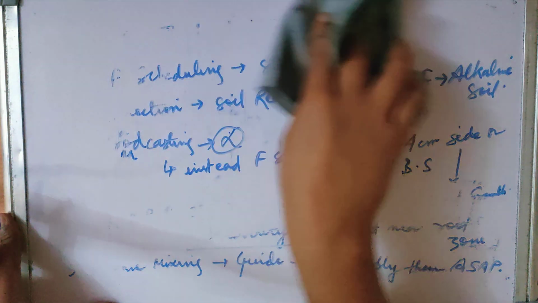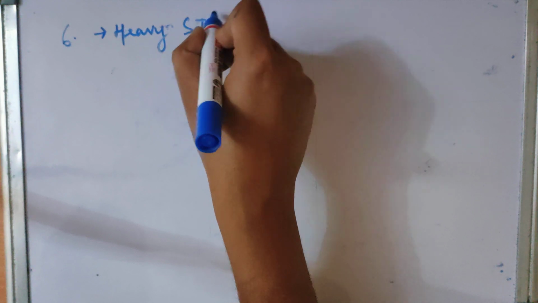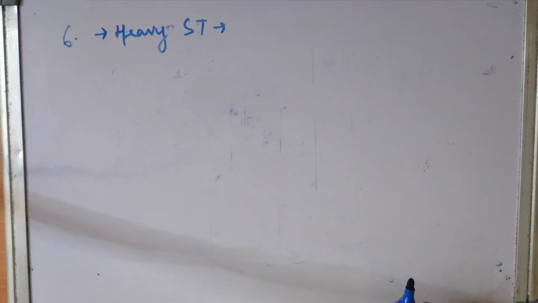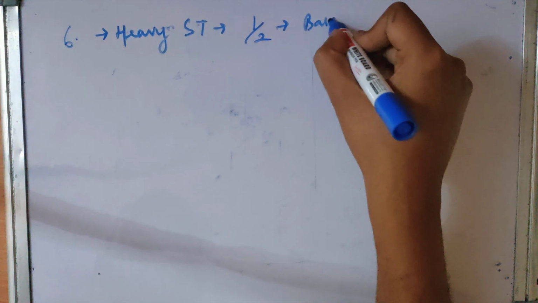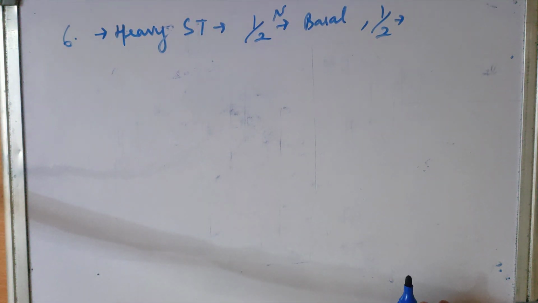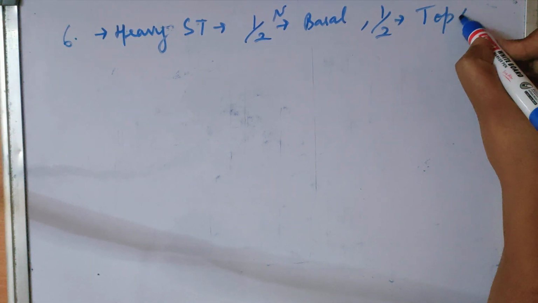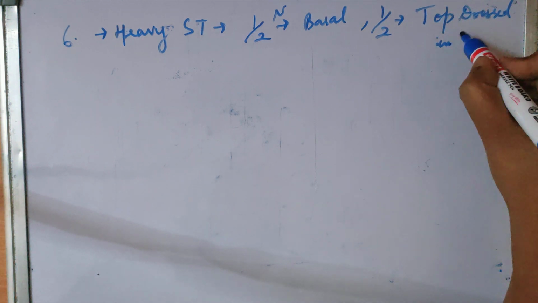Now moving to the next point. In case of heavy soil type, place half of the nitrogen fertilizer at basal and the rest top dressed in one split only.